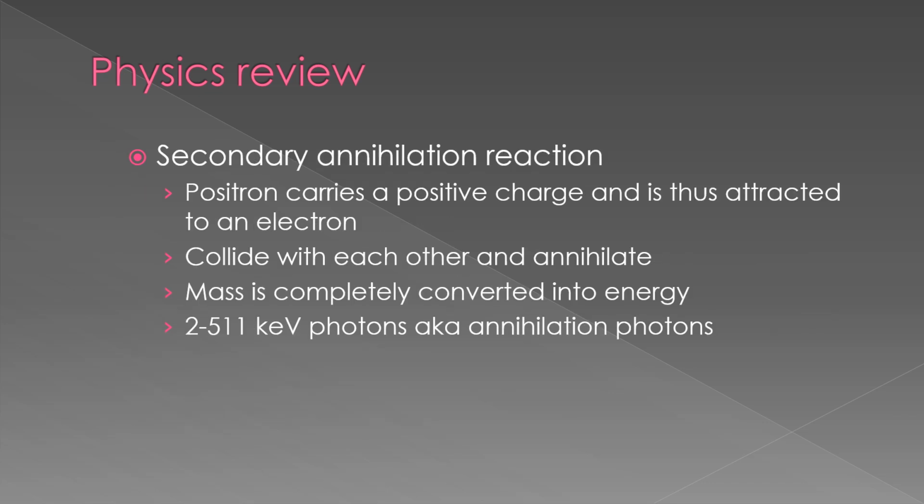With positron decay, there's always a secondary annihilation reaction. The positron carries the positive charge and is thus attracted to an electron. Eventually, a positron and an electron will collide with each other and they will annihilate. In other words, all of their mass is converted to energy and released in the form of a photon. So the mass of a positron or annihilation reaction is completely converted into energy, and this is released in the form of two 511 keV photons, also known as annihilation photons.